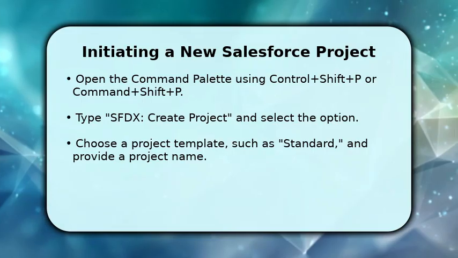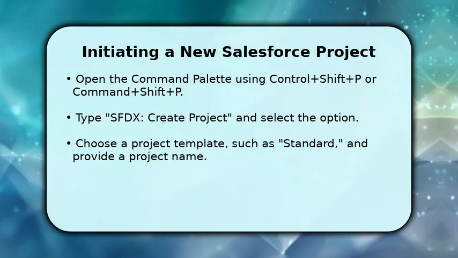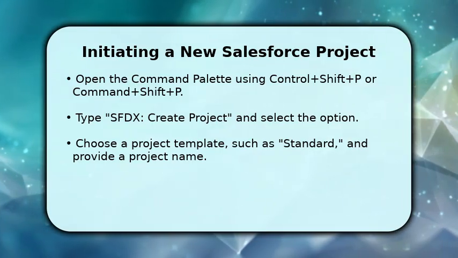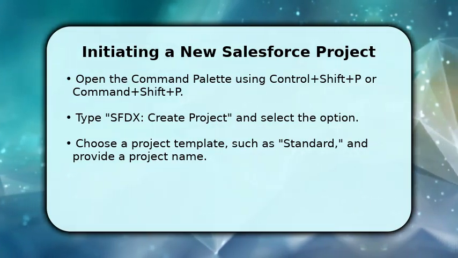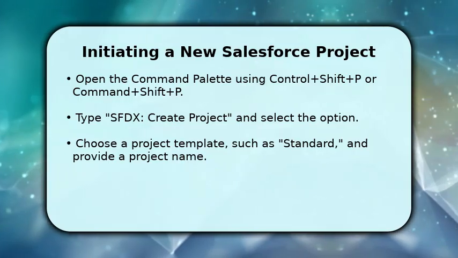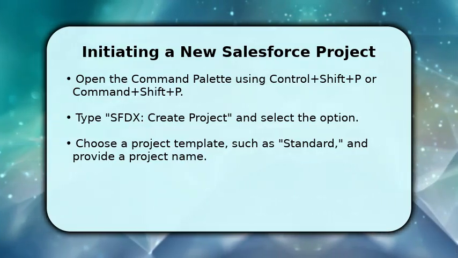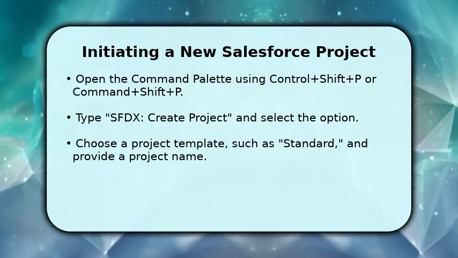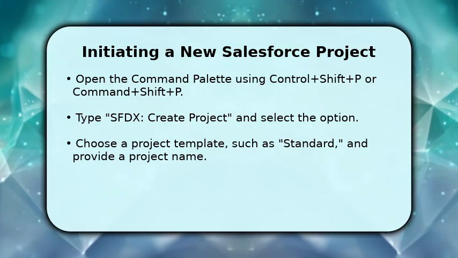Open the command palette in Visual Studio Code by pressing Ctrl+Shift+P on Windows or Command+Shift+P on Mac. Then, type SFDX: Create Project and select it. You will be prompted to choose a project template. Standard is a common choice. Give your project a meaningful name like My First Project and select a folder on your computer to save it.